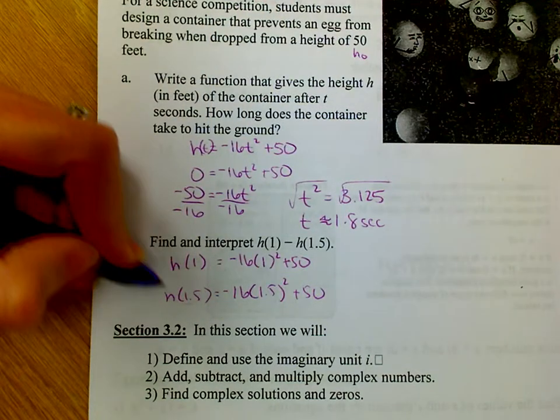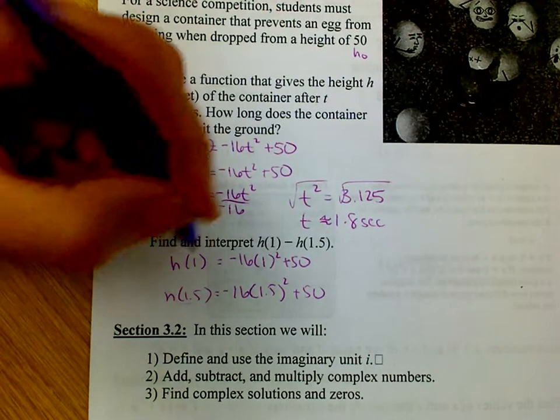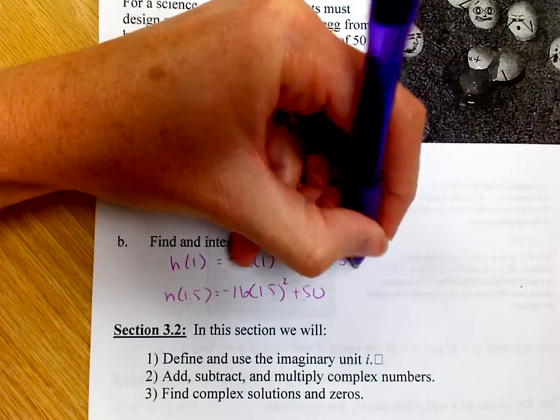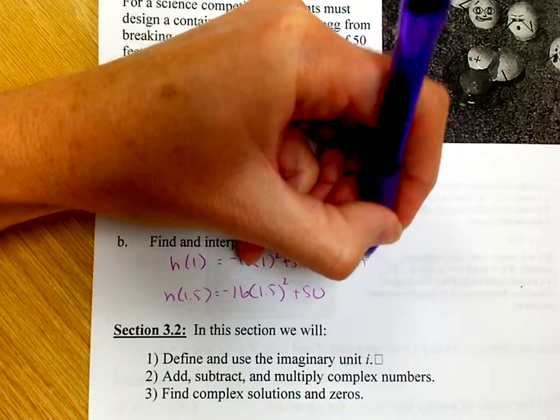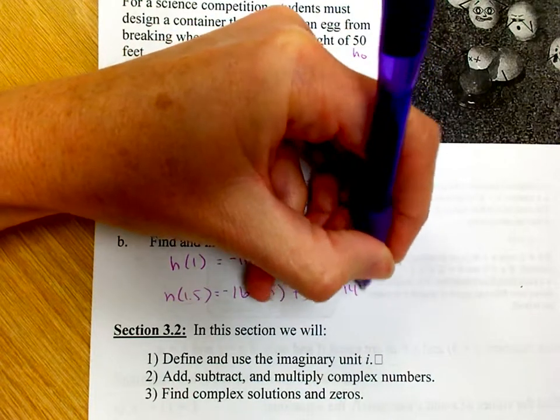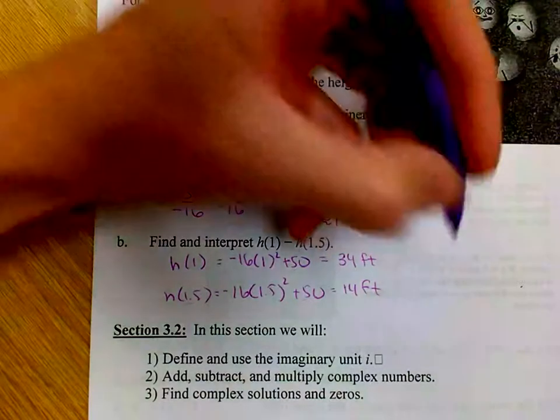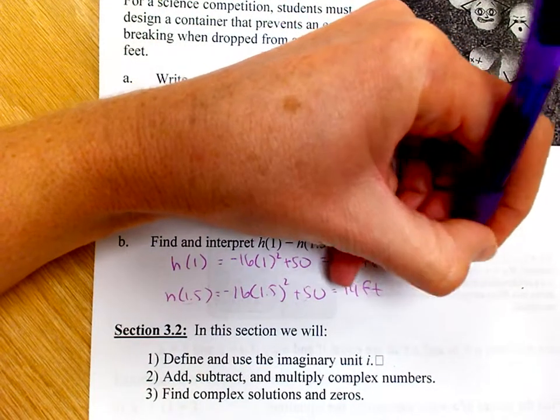Okay, now remember, this over here is just the name of the function. You don't do any work. All work is done on this side. This comes out to be 34 feet. This comes out to be 14 feet. And so the difference between 1 second and 1.5 seconds is a difference of 20 feet.